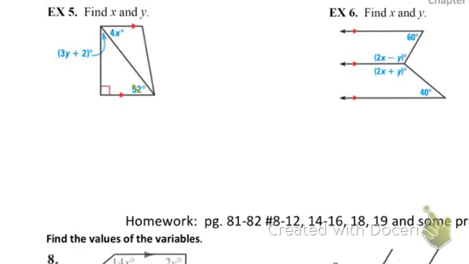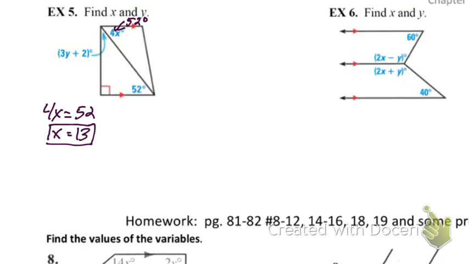So we're just going to say 4x equals 52. What's 52 divided by 4? Anybody? Shout it out. So we now know that this angle here is actually 52 degrees.